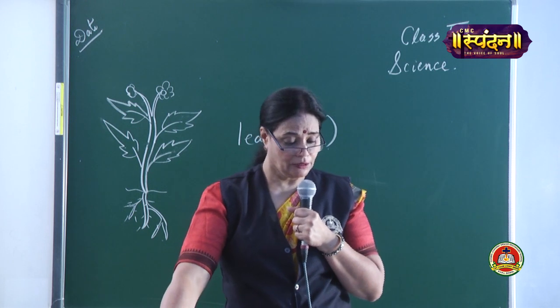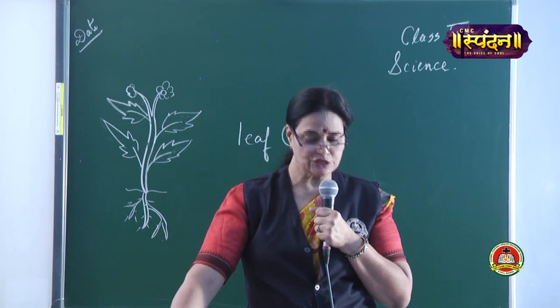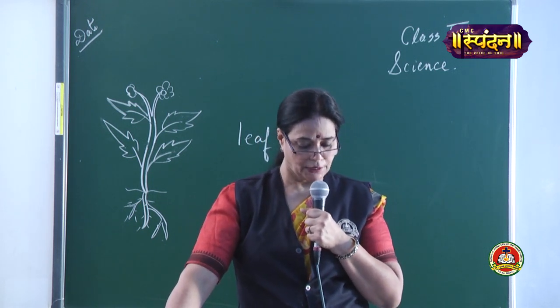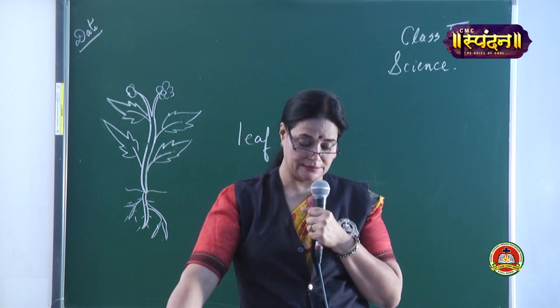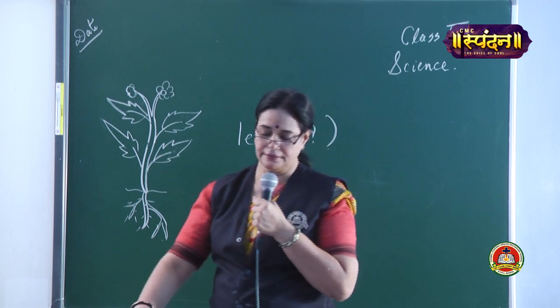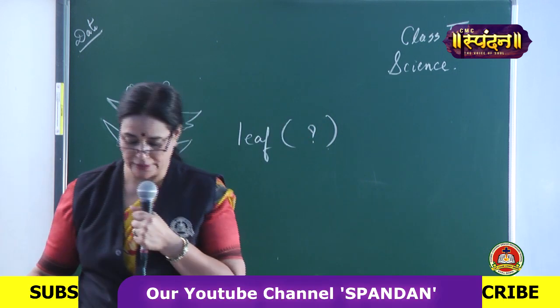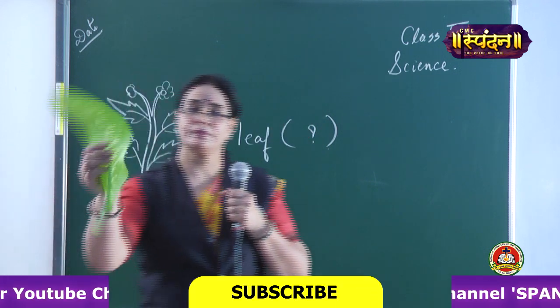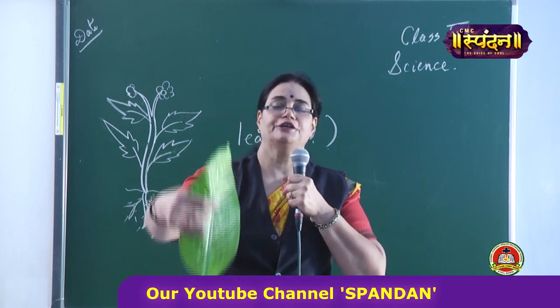Point number 3, from the sides of the main vein, many small veins branch out. These are side veins. Understood? Veins carry food and water within the leaf. Now I'll tell you how. This is a leaf. See, I have brought a leaf for you. Can you all see?